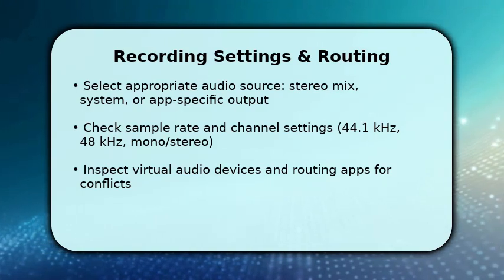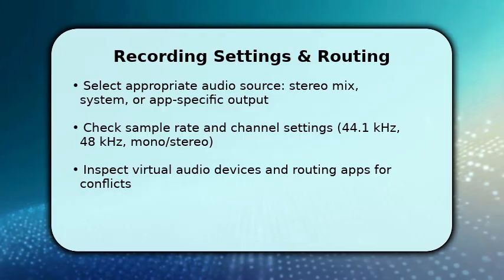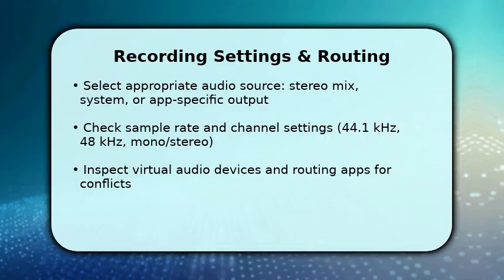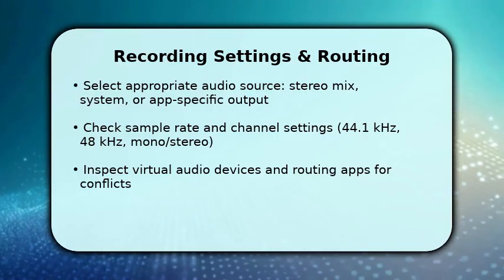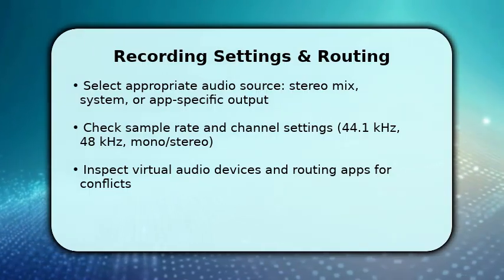Next, focus on routing and quality settings so audio actually reaches the recorder. Choose the right source, stereo mix or the app-specific output if available, and confirm sample rate and channel choices match your project, 44.1 or 48 kHz and mono or stereo.